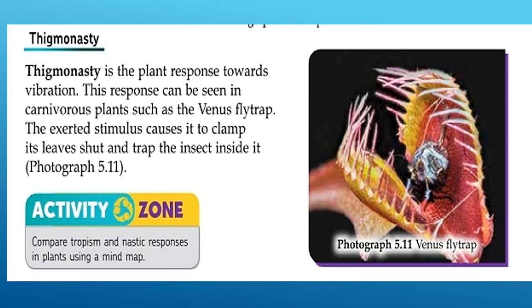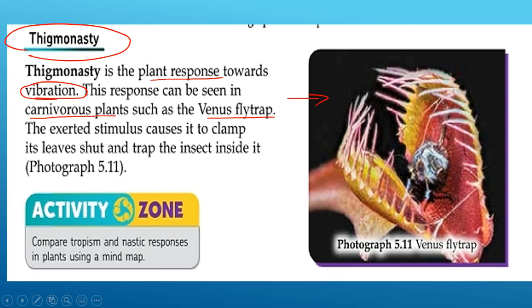Thigmonasty. Thigmonasty is the plant response towards vibration. The keyword here is vibration. This response can be seen in carnivorous plants such as the Venus flytrap. The exerted stimulus causes it to clamp its leaves shut and trap the insect inside. So when there is any movement or vibration, it can detect it and responds by clamping its leaves, and it will trap the insect. Carnivorous plants, you already learned this.